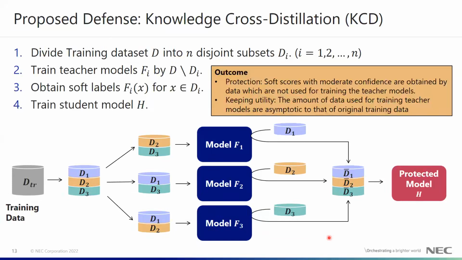The resulting model is protected since soft scores with moderate confidence are obtained by data D_i, which are not used for training the teacher models. Also, utility is kept since the amount of data used for training teacher models is asymptotic to that of the original training data, as the number of dataset partitions N increases.